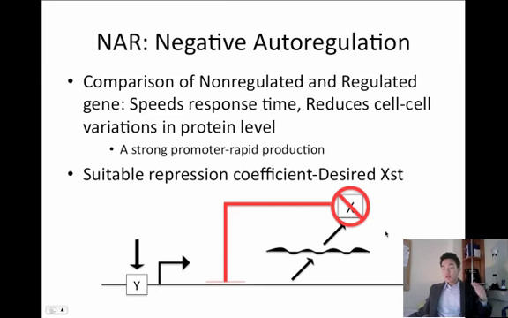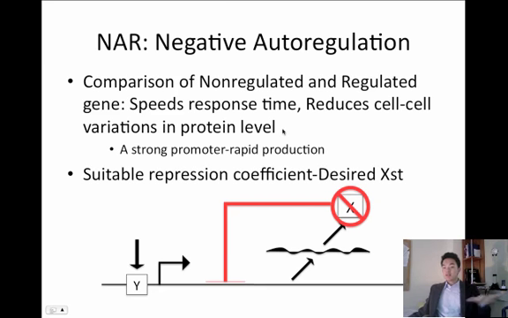Another point to mention is NAR is shown to reduce the cell-to-cell variations in protein level, which means if a cell has really high protein level, that can go down and repress itself. If a cell has really low protein level, it can go and activate itself to produce some more.